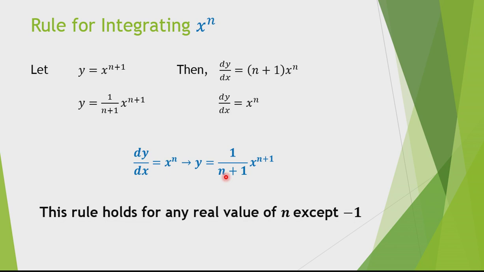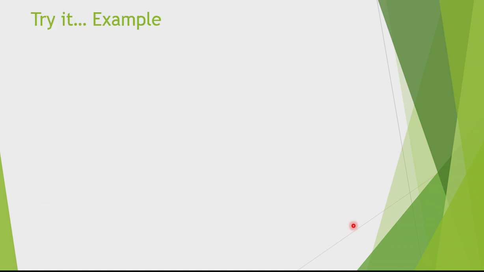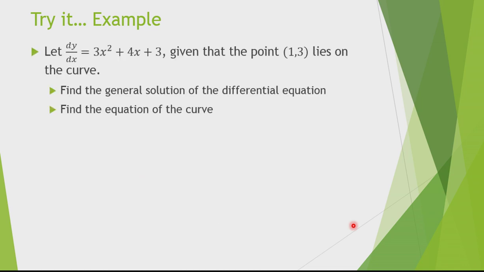So I'll give one example to try yourself. This is the example. Let dy by dx equal 3x square plus 4x plus 3, given that the point 1 comma 3 lies on the curve. We have been given the differential function as 3x square plus 4x plus 3, as well as that the point 1 comma 3, x value 1, y value 3, lies on the curve.